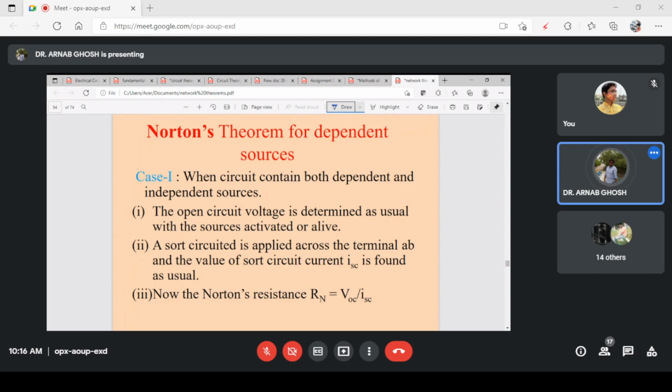the short circuit current. So when there are dependent sources as well as independent sources, the methods for both become the same. For both methods, you have to first calculate the open circuit voltage, then the short circuit current, and then only you can get the value of the Norton's equivalent resistance or the Thevenin's equivalent resistance. So when there are both dependent as well as independent sources, the method becomes the same.